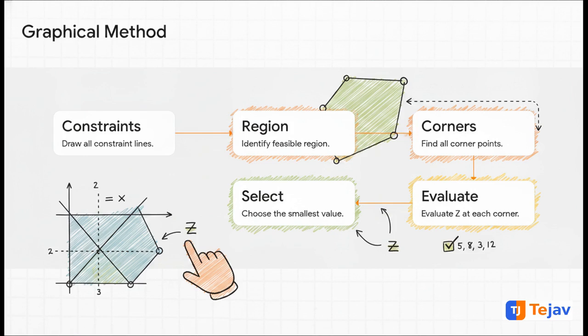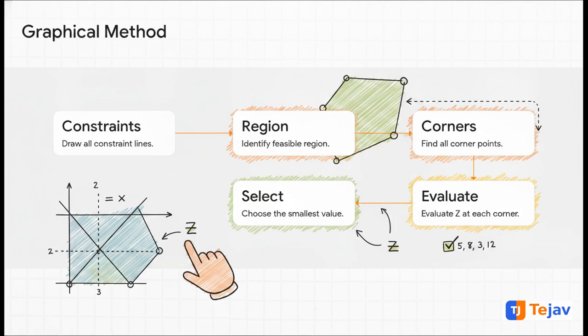First, you draw all your constraint lines on a graph. Second, you identify the feasible region, that shaded area where all your constraints overlap. Third, you find all the corner points of that shaded region. Fourth, evaluate your objective function, your Z, at each of those corners. And finally, just choose the smallest value.